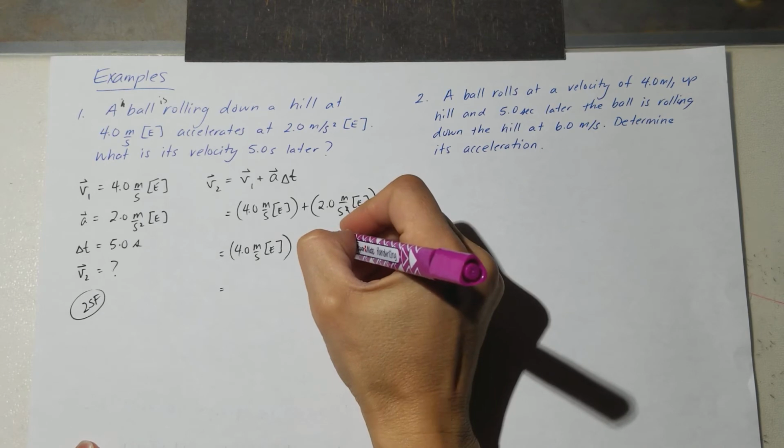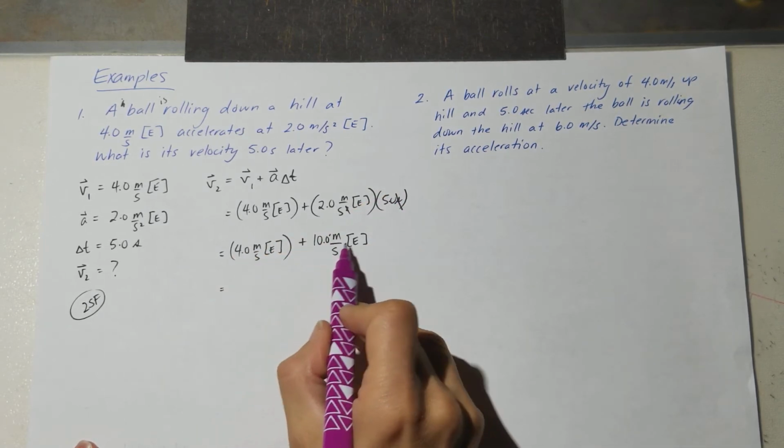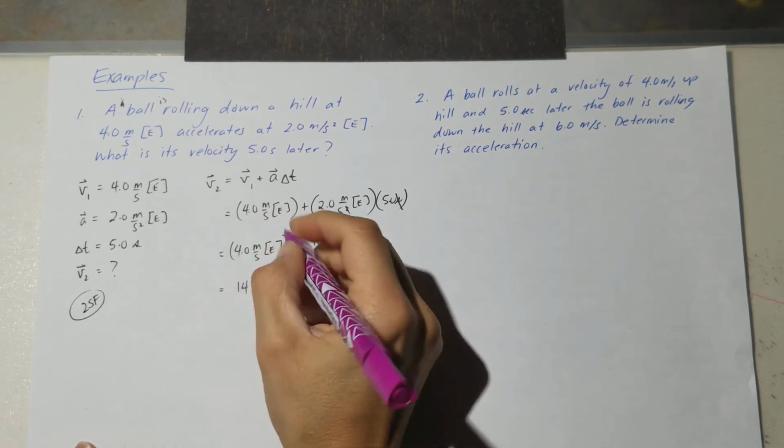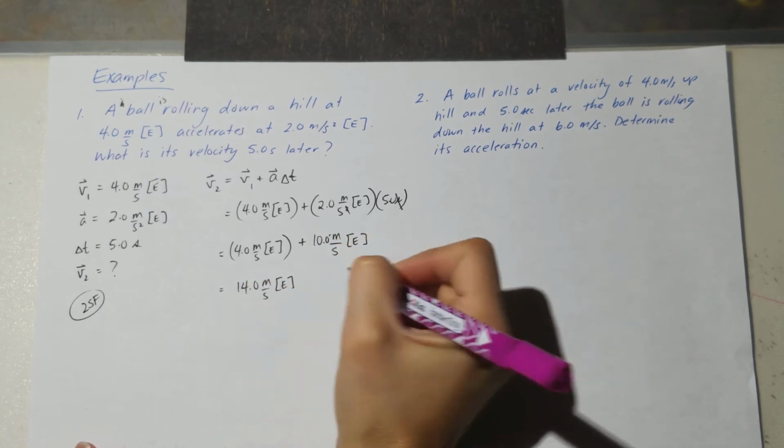All right. And then we can add those terms because now they're like terms. The units are the same, directions the same. We're good to go. 14 meters per second east.